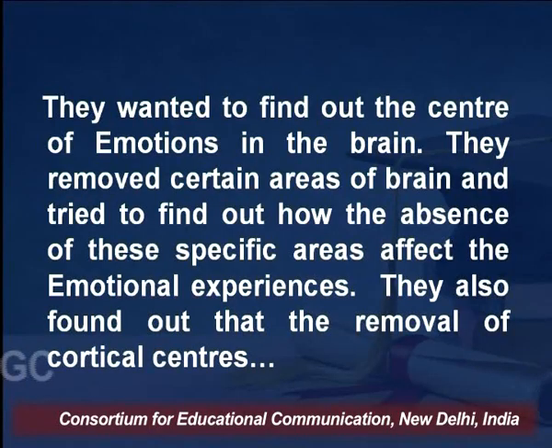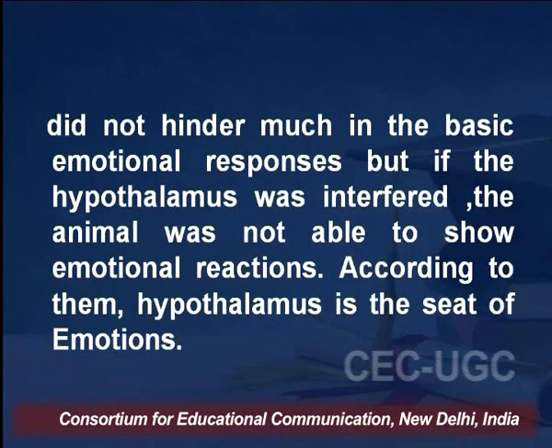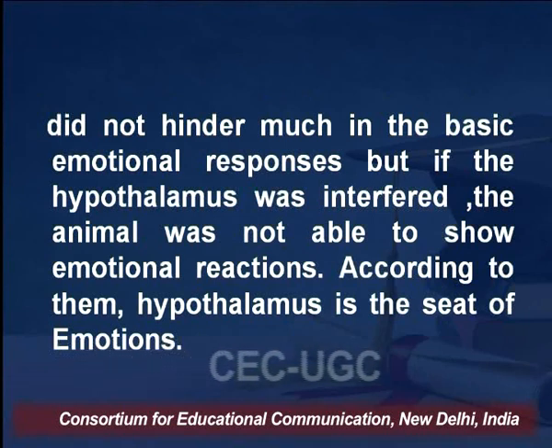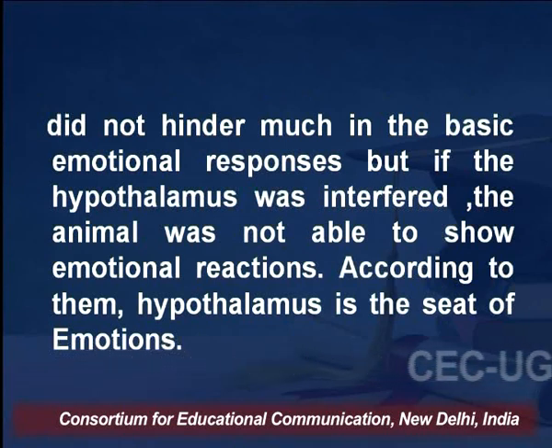They conducted various experiments on animals like dogs and cats. They wanted to find out the center of emotions in the brain. They removed certain areas of the brain and tried to find out how the absence of these specific areas affects emotional experiences. They also found that the removal of cortical centers did not hinder the basic emotional responses much, but if the hypothalamus was removed, the animal was not able to show emotional reaction.